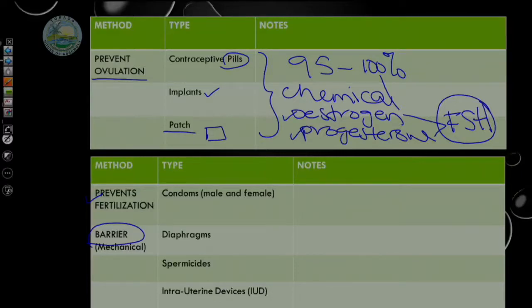So you have the diaphragms, which are put right up against the cervix, and it prevents the sperms from getting entry into the uterus. These can and are most of the time used along with spermicides, which are creams, and there are very many different kinds, which kill the sperms. They provide an environment where the sperms cannot survive. So these are used together.